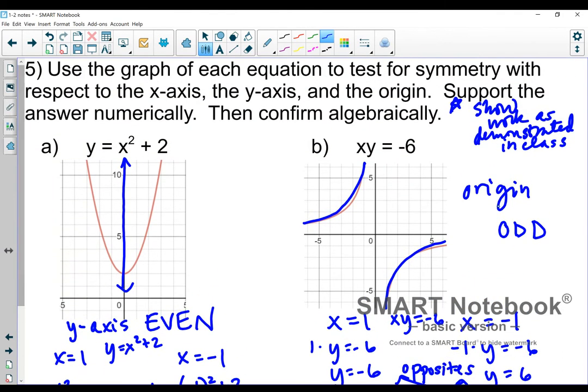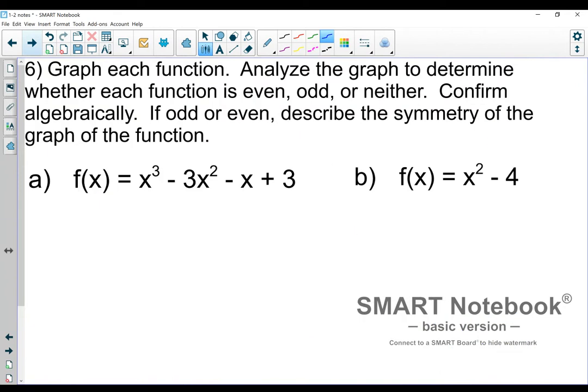So I guess the way we would say it is our function has origin symmetry and it is odd. So odd isn't really a type of symmetry, it's just a classification. They're odd or they're even.